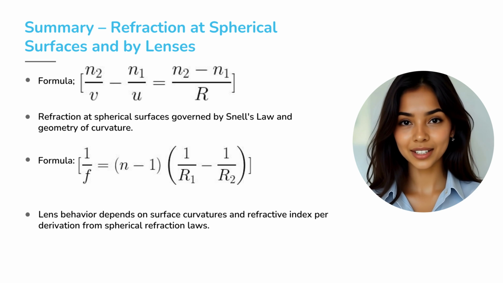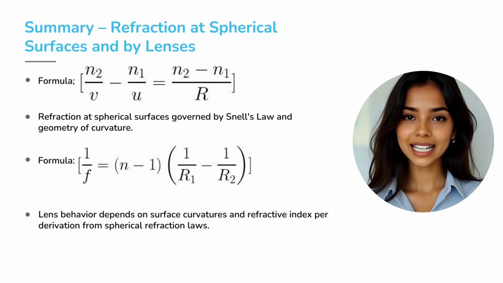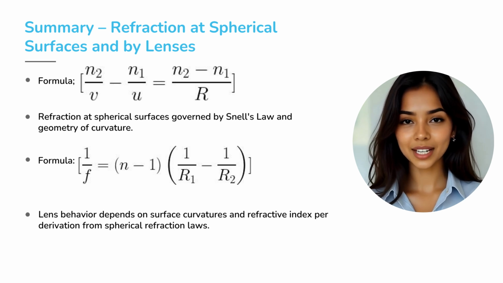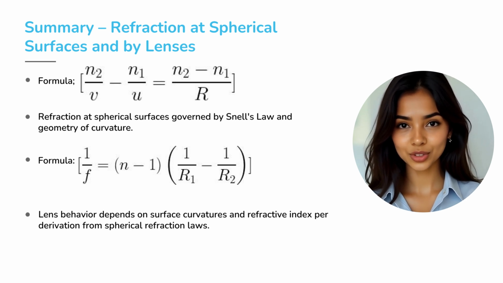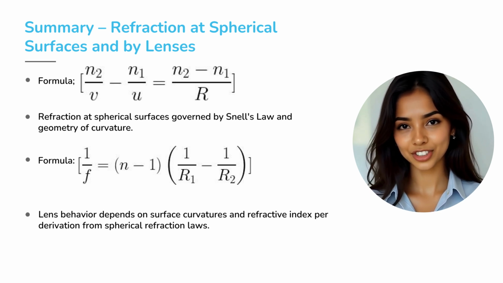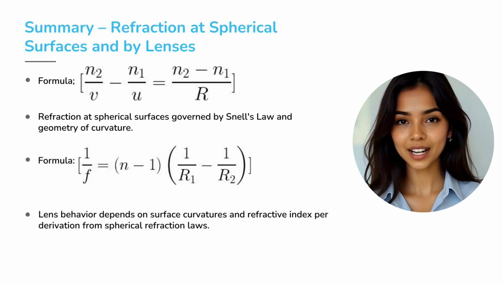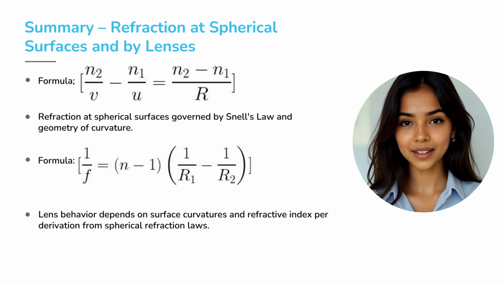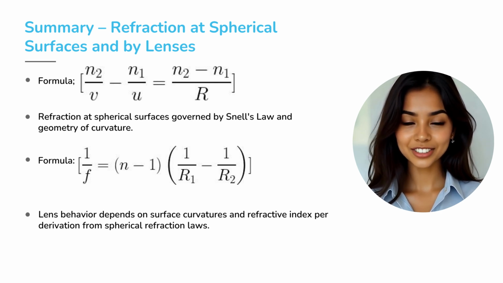And the lens maker's formula connects the focal length to the lens's refractive index and curvatures as 1 over focal length equals refractive index minus 1 times 1 over radius 1 minus 1 over radius 2. Magnification can be found using either the more general formula involving refractive indices and distances or simply image distance over object distance for thin lenses.